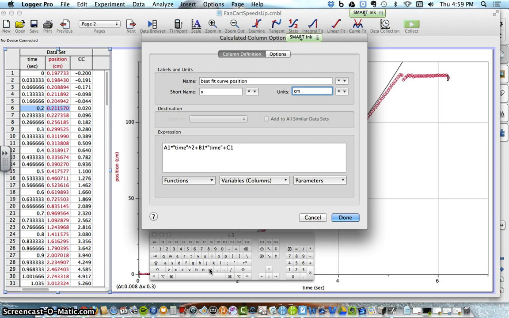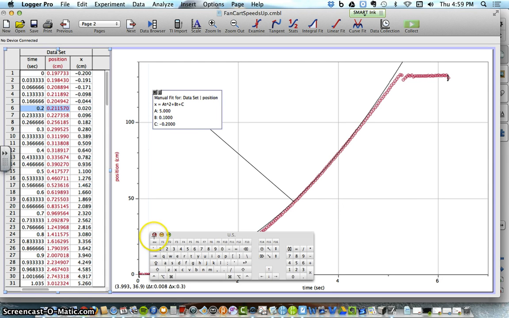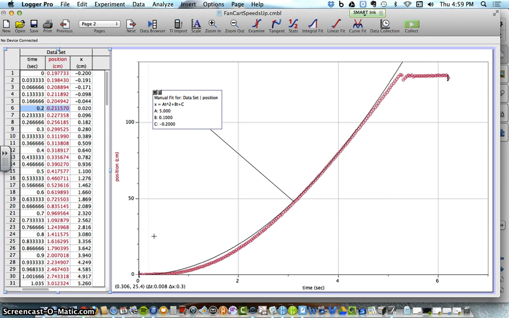And you can see in this window here, that's the equation that Logger Pro is using to calculate its best fit curve, okay? So I'll hit done, and now I have a labeled column, and I have a close approximation of my data. It's not going to be perfect, but it's quite reasonable. It's definitely a good model for the motion of our object, okay?